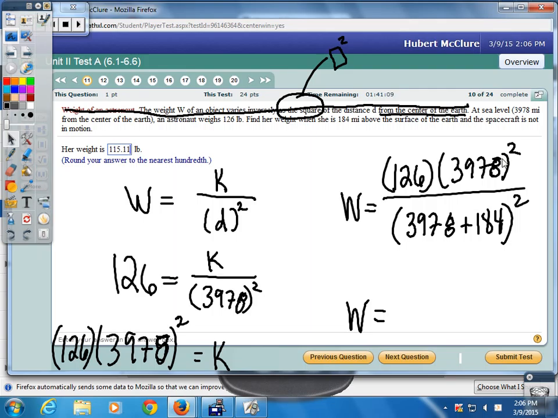Okay. And then do that first, and hit divided by, and then put parentheses 3978 plus 184, close parentheses, squared. So would it be wrong if I squared that number and then multiplied by 126? No, you square this first, then multiply by 126 and hit enter. Then hit divided by, and put this in parentheses, because it tells the calculator to do this, square it, and then divide it into this number.